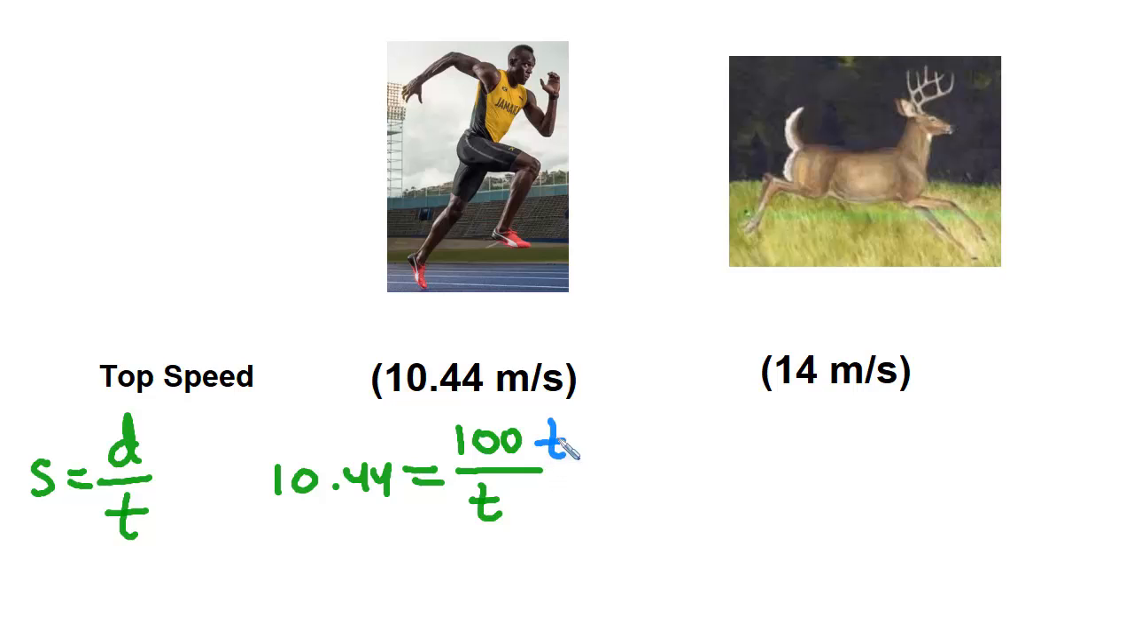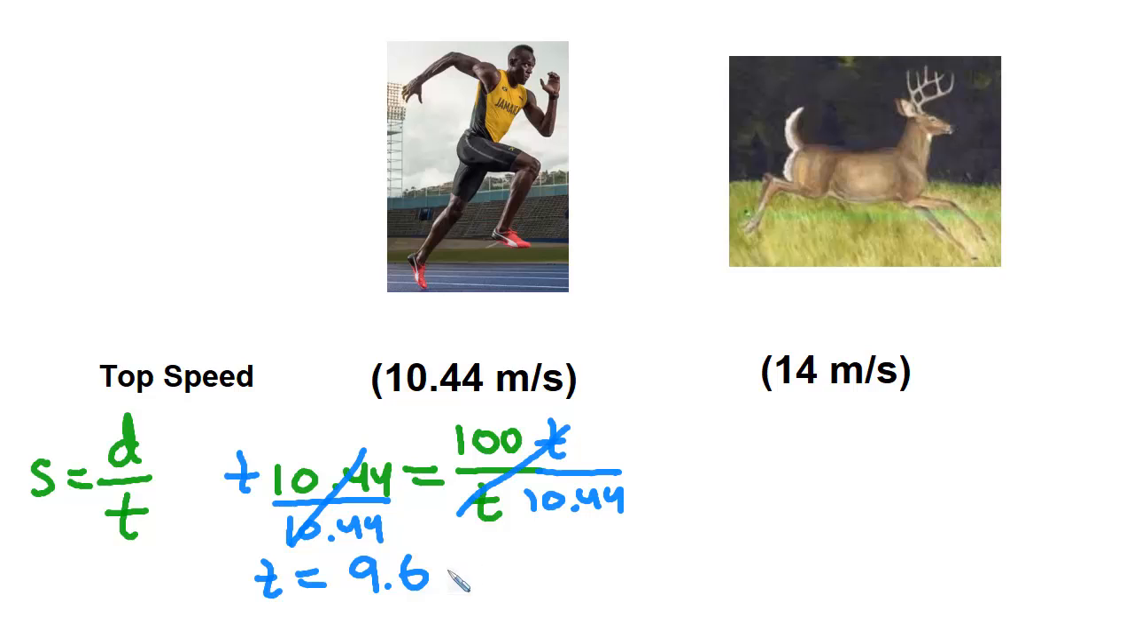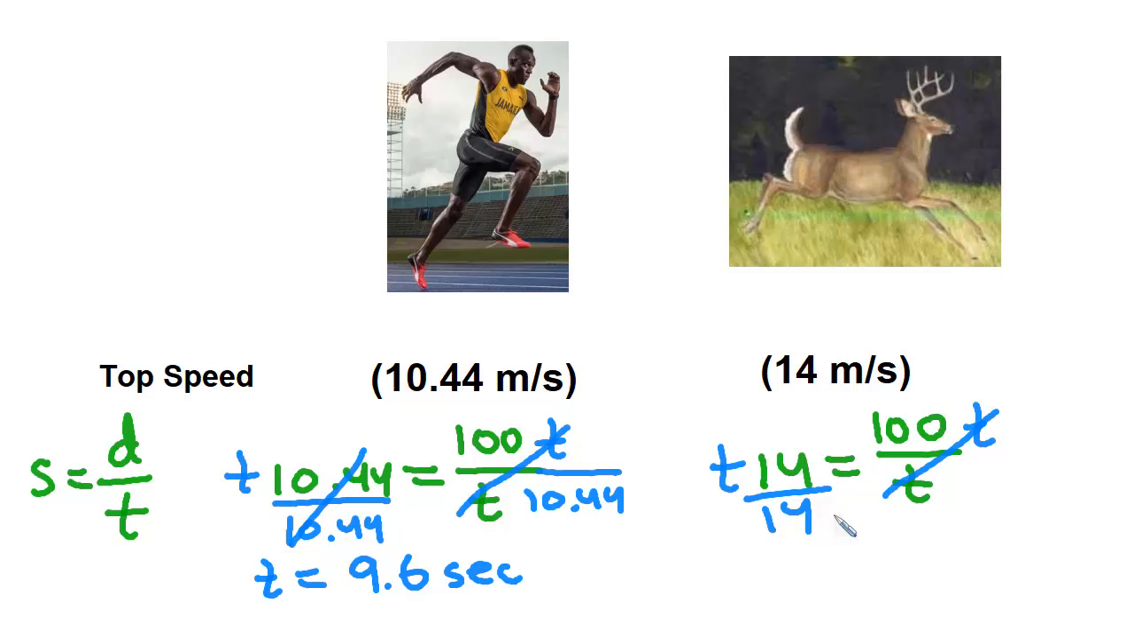Okay, so I multiply time on both sides, and this reduces, and then I have to divide by 10.44 on both sides, and that reduces. So time equals, put that in my calculator, and I get 9.6 seconds for 100 meters. Now over here, for the deer, let's do the same thing. And so we see the deer only takes 7.14 seconds for the race, and Usain Bolt will take 9.6 seconds for the race. So the deer definitely wins. We could have used this for our reasoning instead of arrow math.